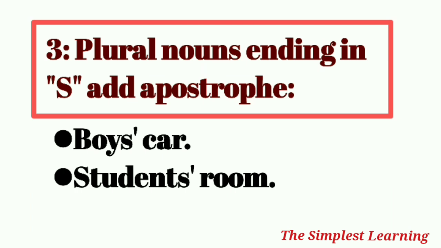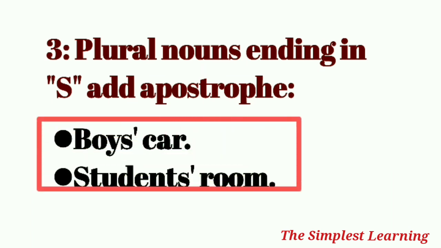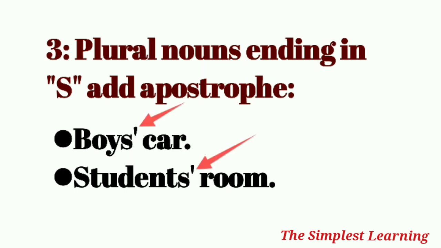For plural nouns ending in the letter S, add only an apostrophe to such nouns. Now look at these examples: boys' car, students' room. Boys and students, both the nouns are plural and have the letter S at the end. So we have added just an apostrophe to both the nouns to form the possessive. Now it means that the car belongs to the boys and the room belongs to the students.